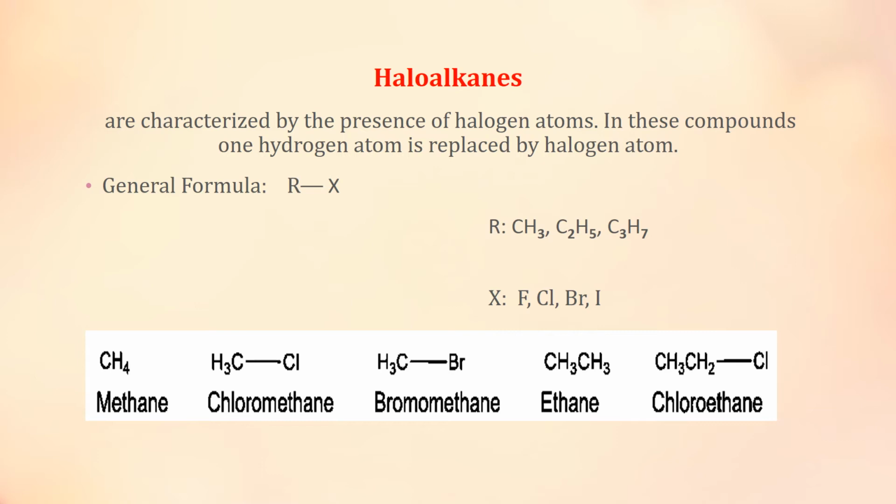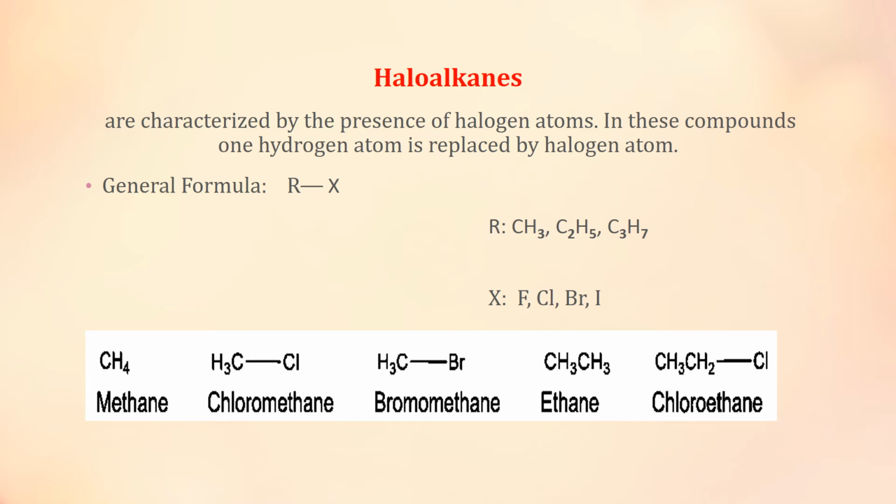The general formula for the haloalkanes is RX, where R stands for any alkyl group. It may be methyl, ethyl, propyl, butyl, and so on. And X indicates the halogen atom. It may be fluorine, chlorine, bromine, or iodine. Here a few examples are given below.